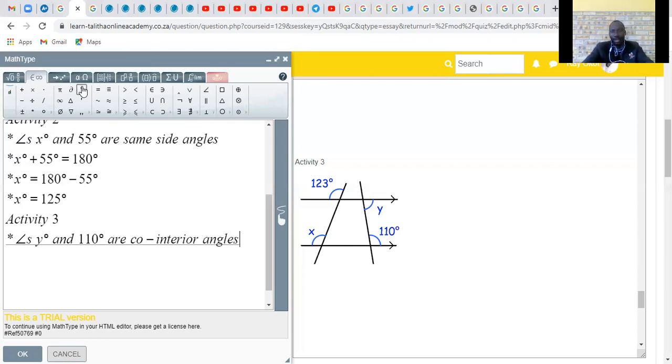Yes, they are on the same side of this line which is drawn here. And so since they are co-interior angles, the next thing we want to do is to translate.